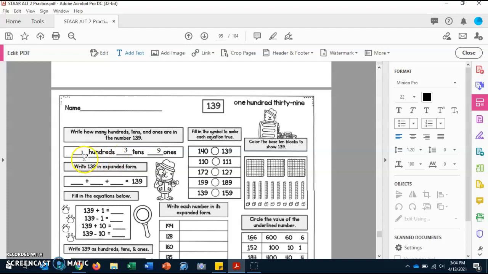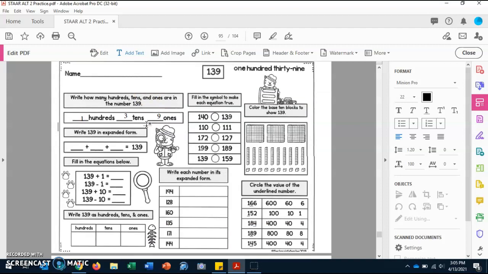So 1 hundred, 3 tens, and 9 ones is the same thing as saying 139. That is what you had. This is your answer.